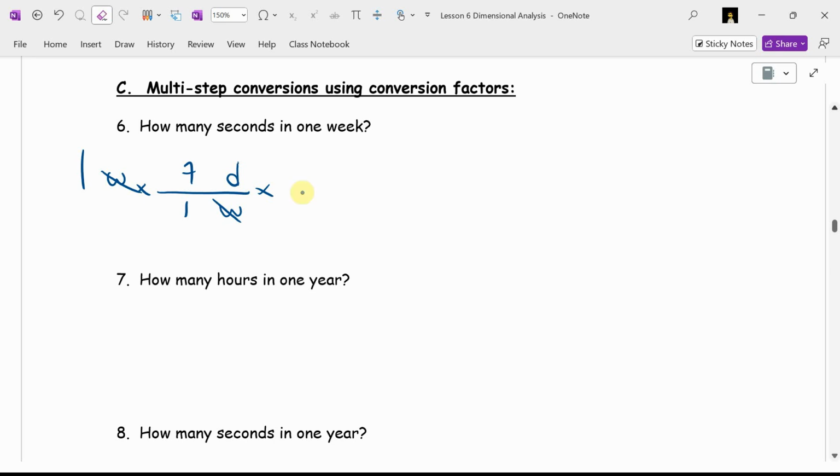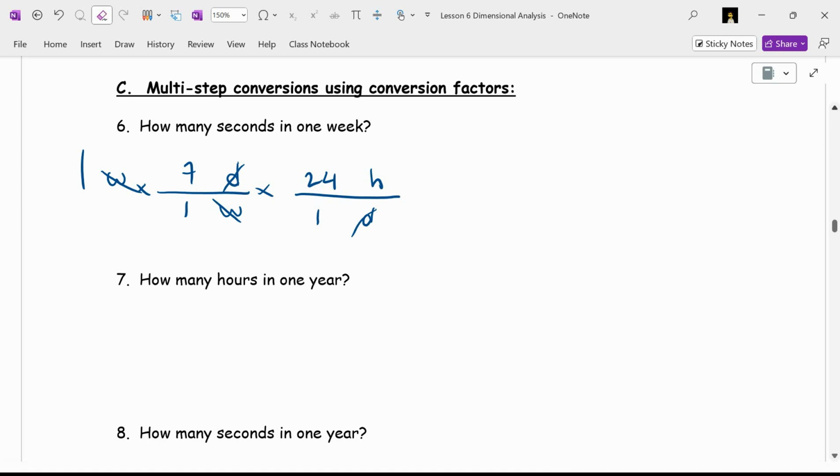Yep. So where am I going to put days, on the top or on the bottom if I want it to cancel? What am I going to put on the top? Hours, and I'm pretty sure 24 hours is 1 day, yes? Could I do 48 and 2? Yes, but why? But yes, it's a 1, so I can't say it's wrong.